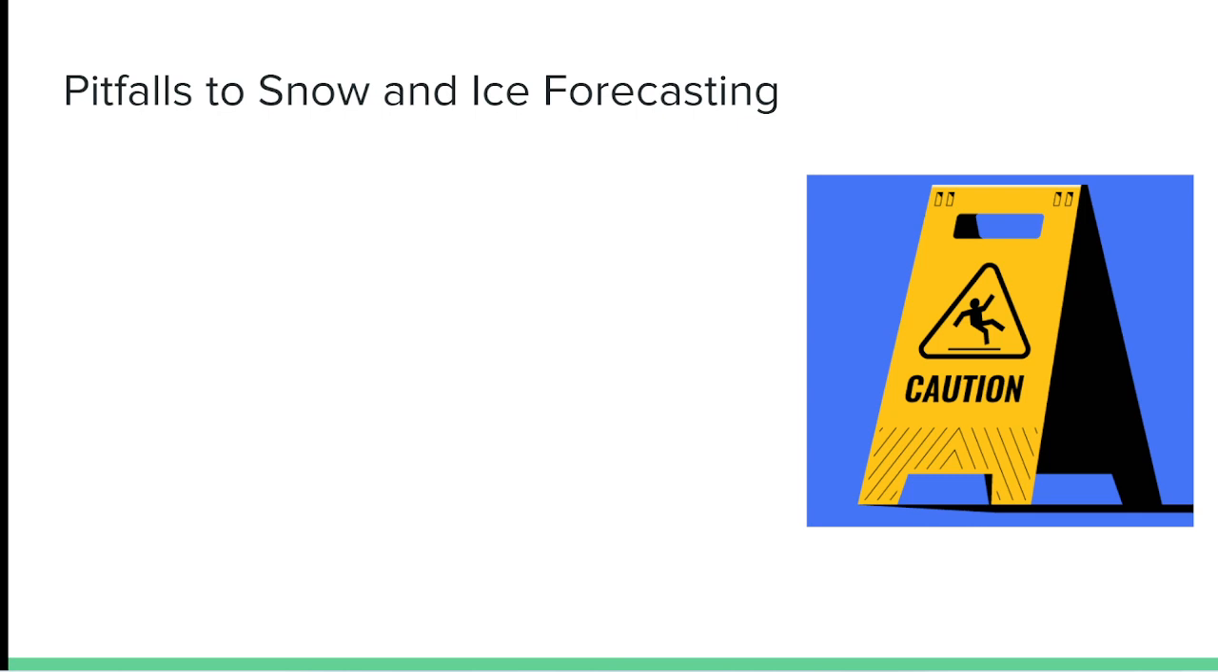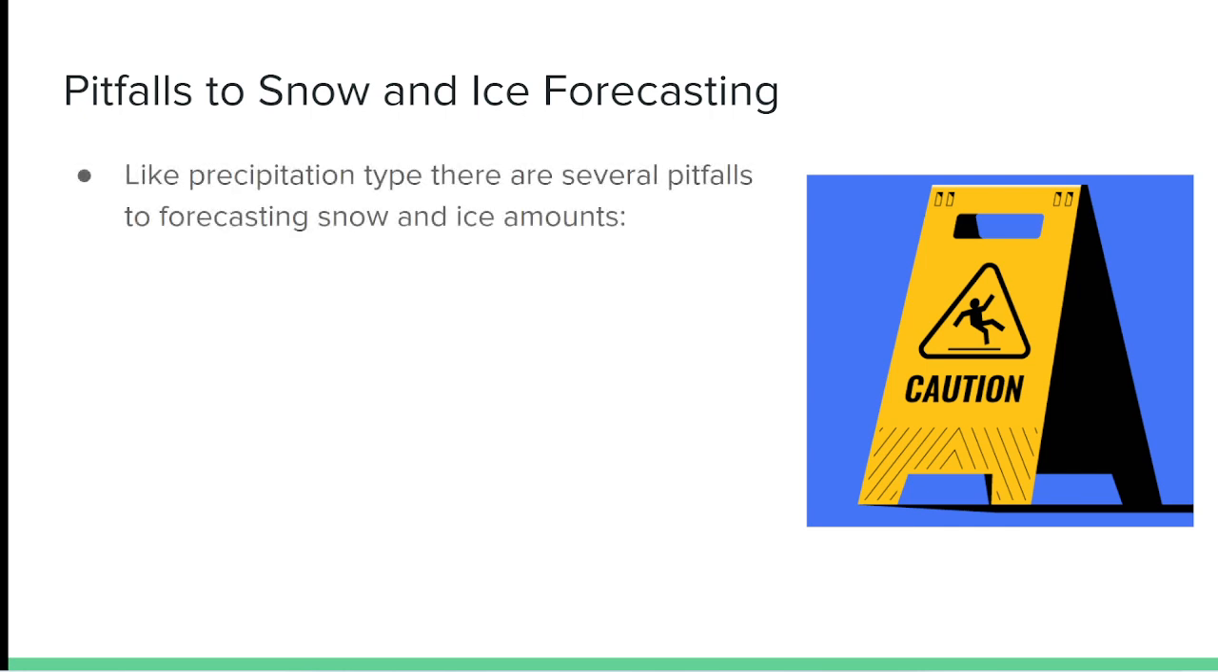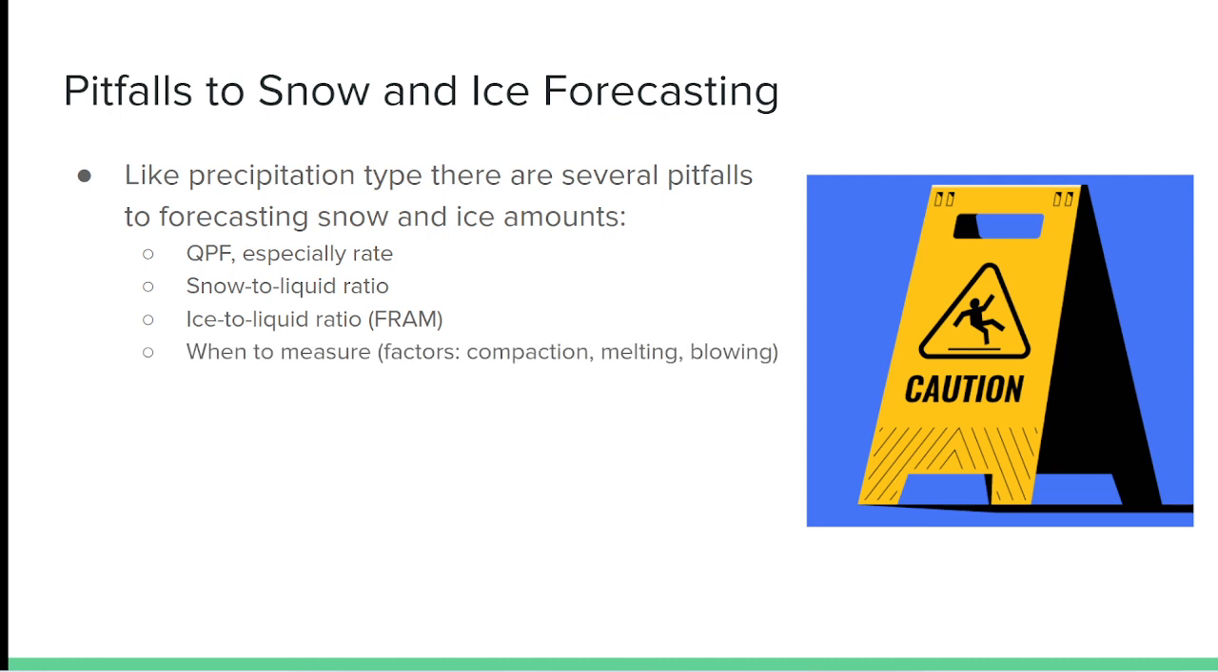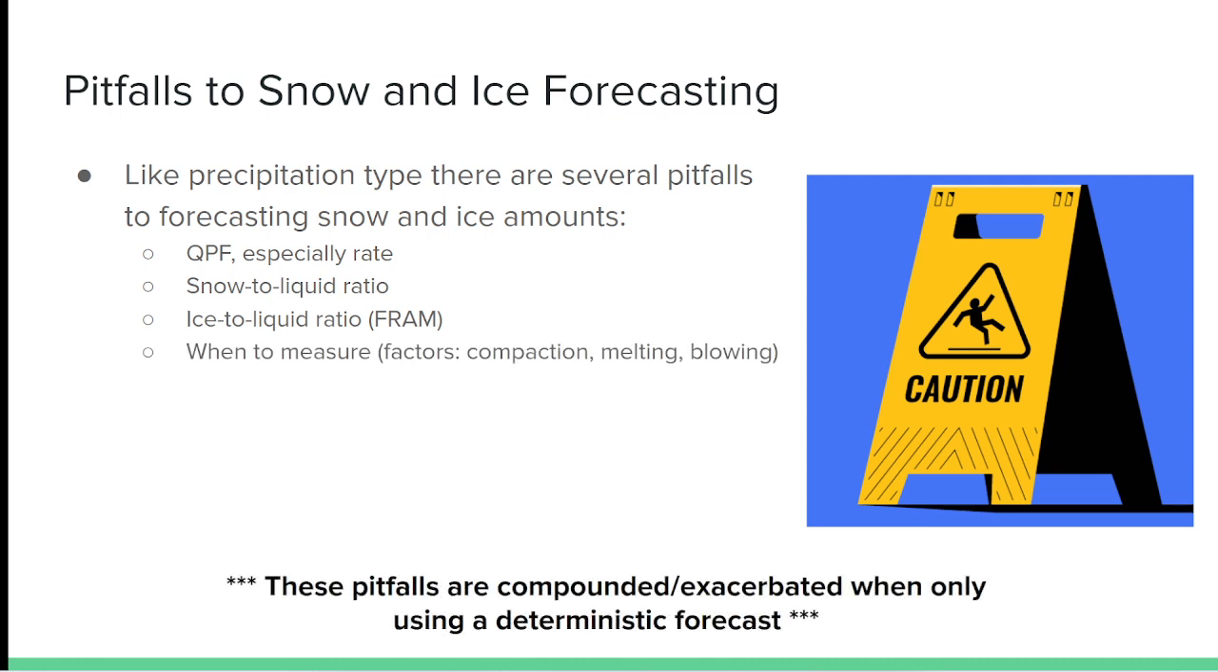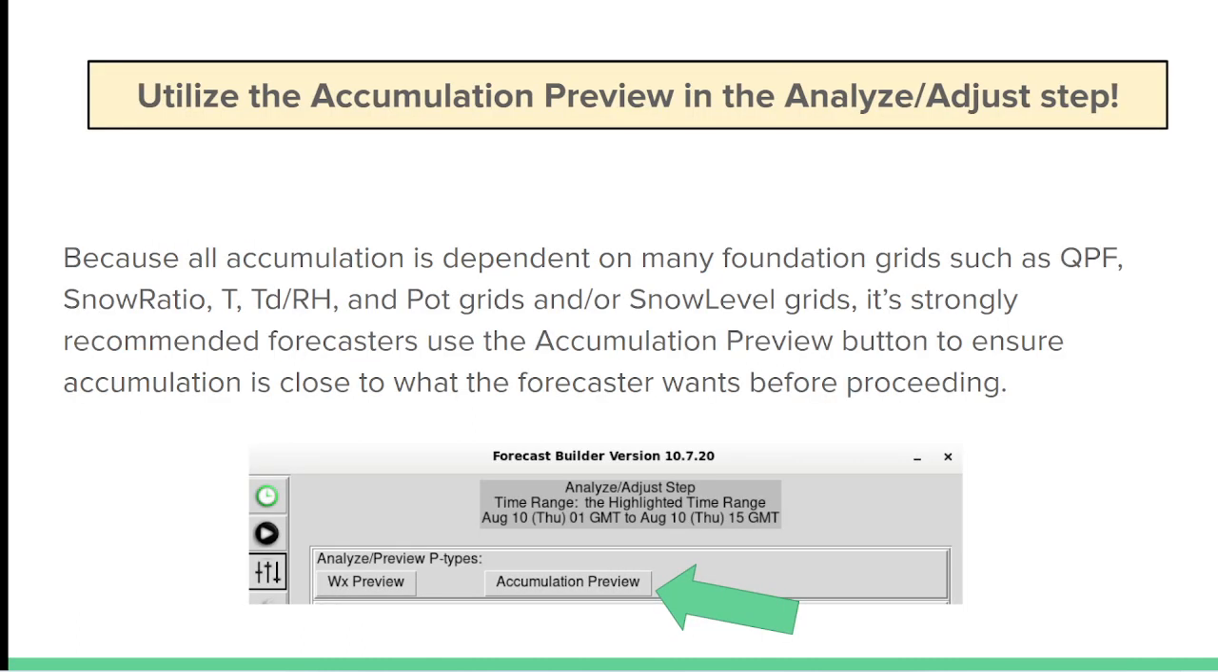First, snow and ice forecasting, like precipitation type, has several pitfalls to be concerned about. Things like QPF, the snow density, how frequently you measure are all things to think about, as they can have varying degrees of uncertainty. As such, snow and ice is a significant challenge when only creating a deterministic single-value forecast.